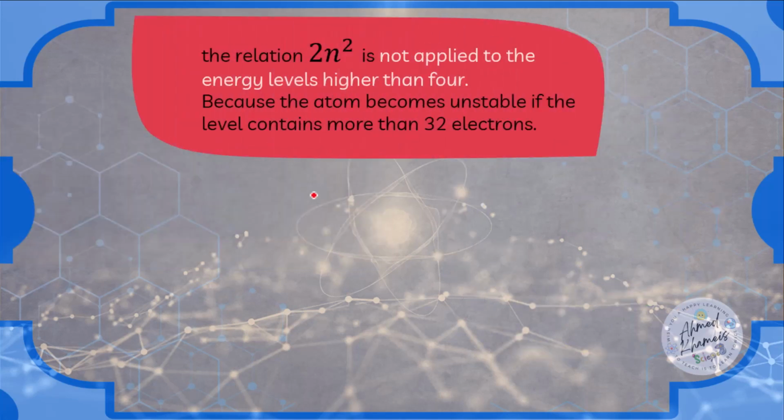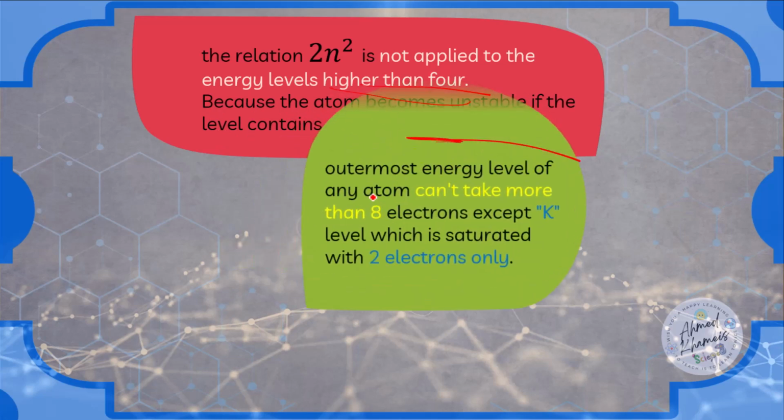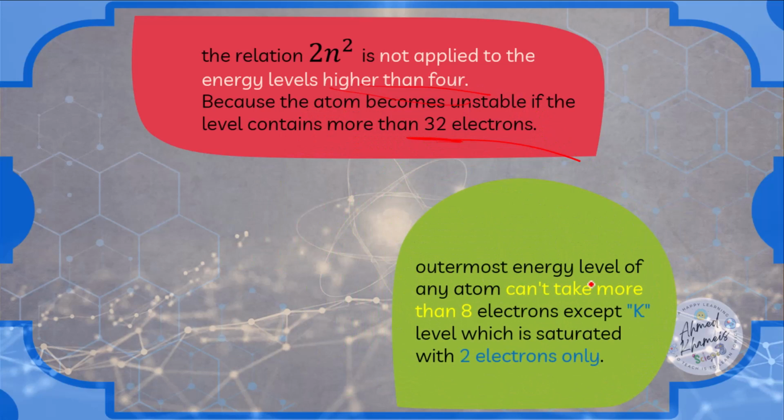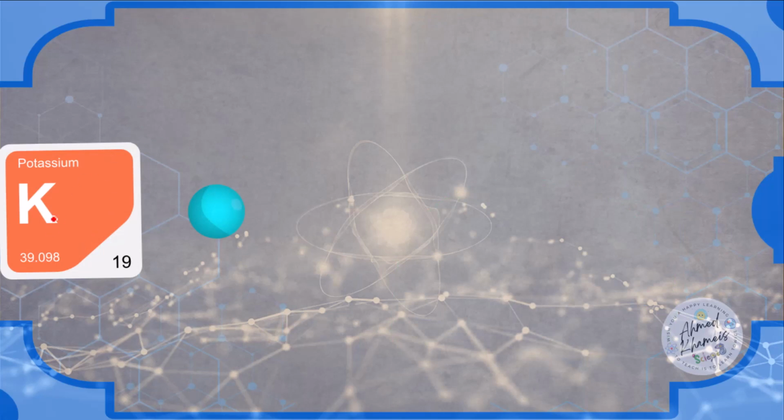And know that the relation 2n squared doesn't apply to energy levels higher than 4, because any atom becomes unstable if the level contains more than 32 electrons. And the outermost energy level of any atom can't take more than 8 electrons, except for energy level K, which takes only 2 electrons. So for potassium, K, it has 19 electrons.